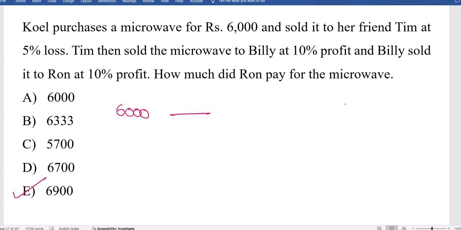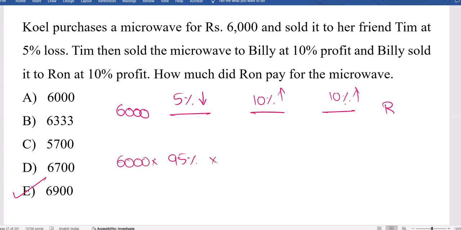6,000, you are selling with loss 5%, so 5% decreased. Then Tim is selling to Billy with 10% profit, 10% increased. Then Billy is selling to Ron with 10% profit, so finally Ron purchased it. Now 6,000, you can do it like this also directly. 5% loss means 95, 10% increase means 110, again 110. This is one approach, you people can try this.